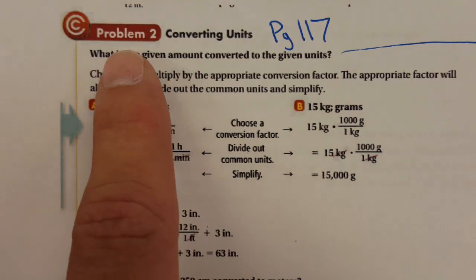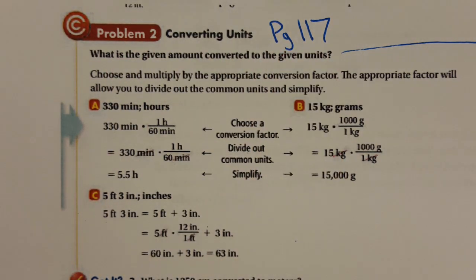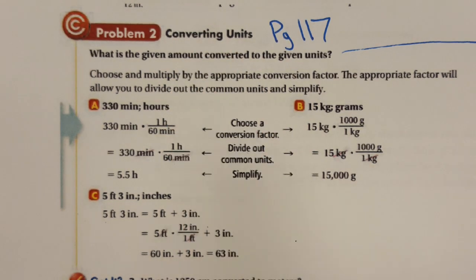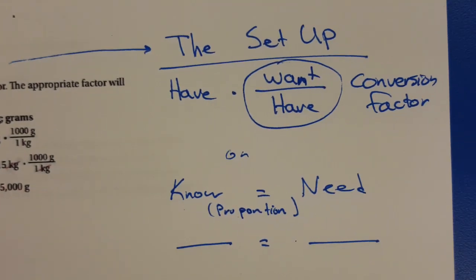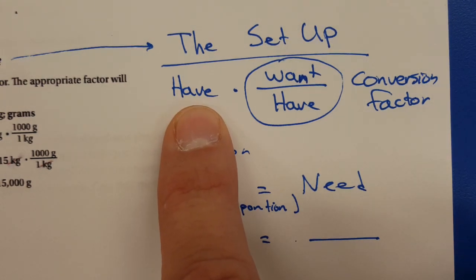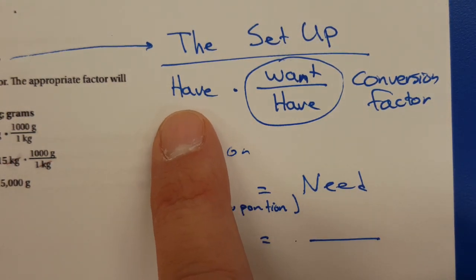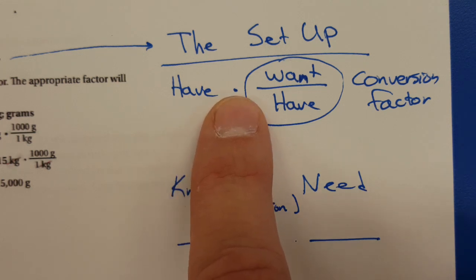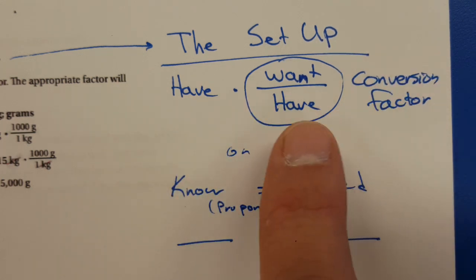Hey, what's up, students? Problem number 2 on page 117. So how do we convert units? Well, there's two ways to do this. Here's the setup. One way is you take the measurement that you currently have. Most of the time we're just converting measurements, okay? You take the measurement you currently have, then you take it times this thing called a conversion factor.